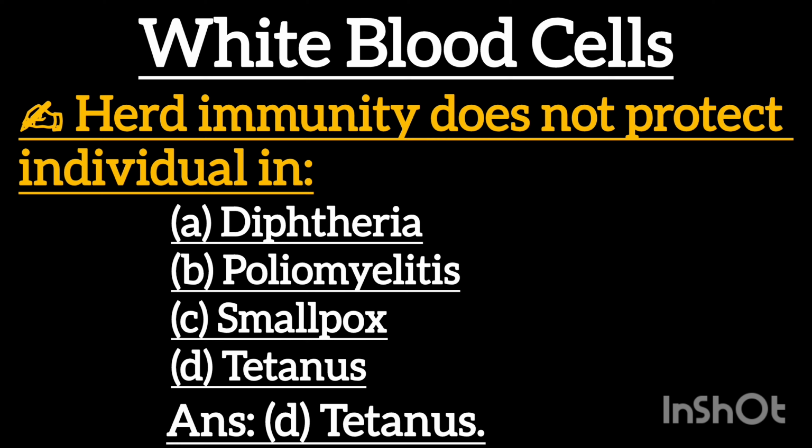Next one: herd immunity does not protect individuals in? Option A, diphtheria. Option B, poliomyelitis. Option C, smallpox. Option D, tetanus. Correct answer is option D, tetanus.